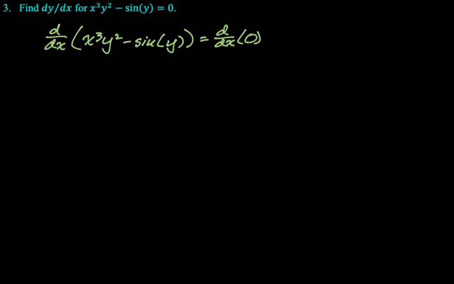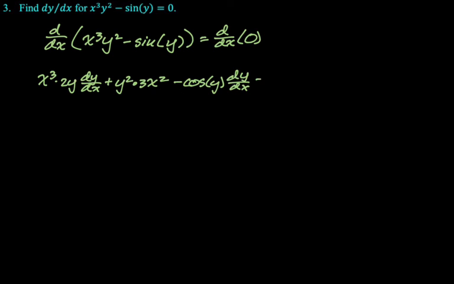So we have x cubed y squared. That's going to be a product rule. So we're going to do first, derivative of the second is 2y dy dx, plus second, which is y squared, derivative of the first is 3x squared. All right, and then we need the derivative of negative sine of y. Remember, the derivative of y is dy dx, so this is still a chain rule type problem. So it's going to be negative cosine of y times the derivative of y, which is dy dx, and then that's going to equal 0.